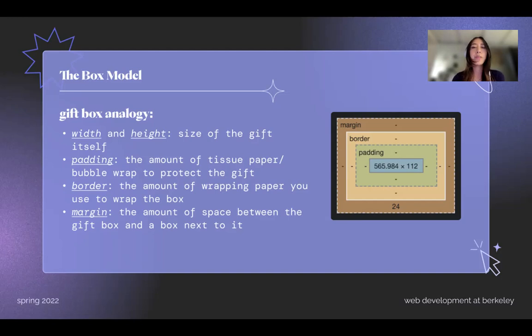So here, actually, like in HTML, that would be the space between the contents of your element and a border around it. Next is border, where you can think of this as the amount of wrapping paper you use to wrap your gift. Usually, by default, a lot of things in HTML don't have a border already. So if it's text, you'll just see text.